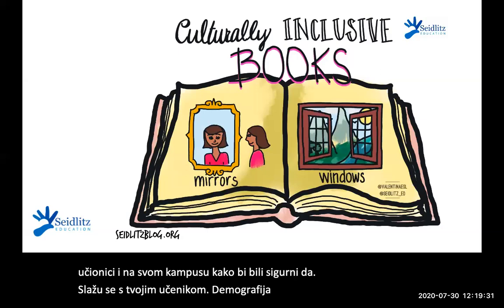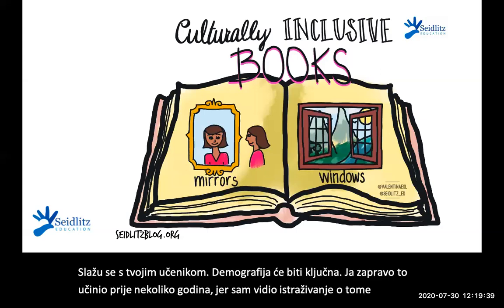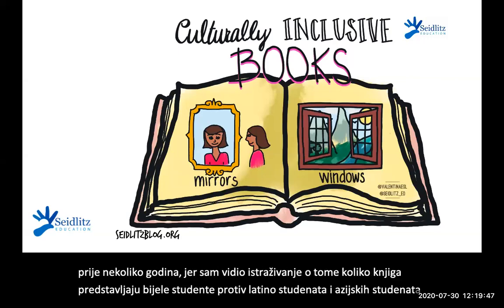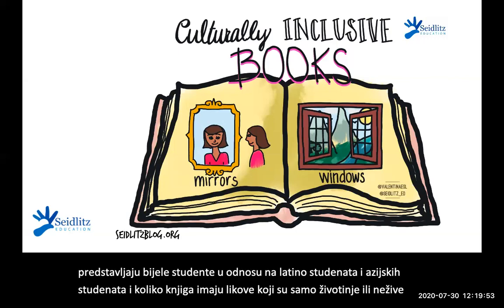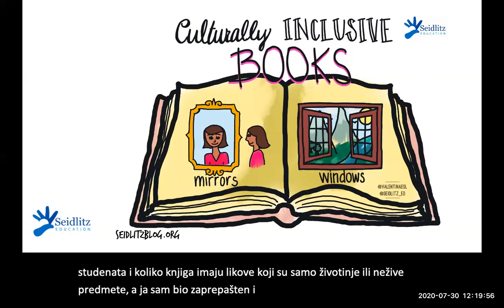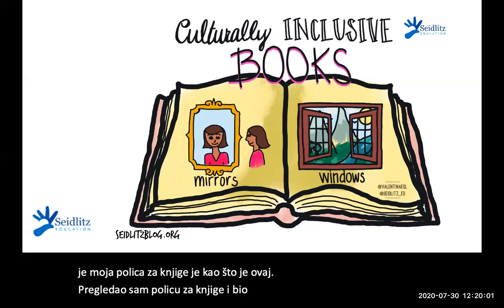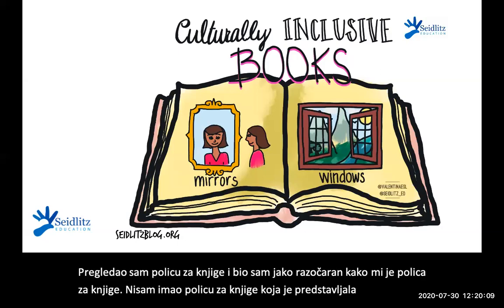I actually did this a few years ago because I saw research on how many books represent white students versus Hispanic students and Asian students, and how many books have characters that are just animals or inanimate objects. And I was appalled. And I thought, there's no way my bookshelf is like this. Well, I audited my bookshelf, and I was really disappointed at how my bookshelf fared. I didn't have a bookshelf that represented my students. And it was at that moment that I took action.